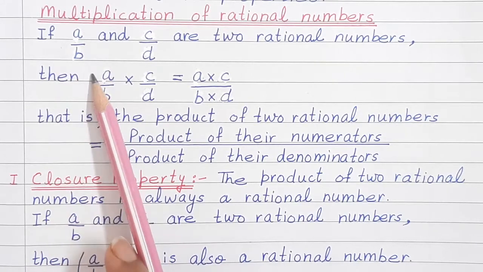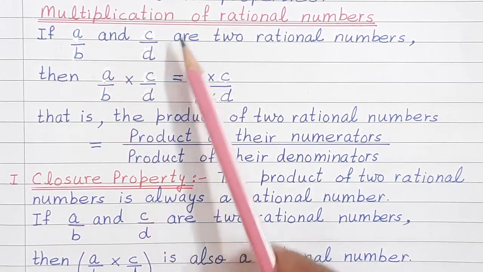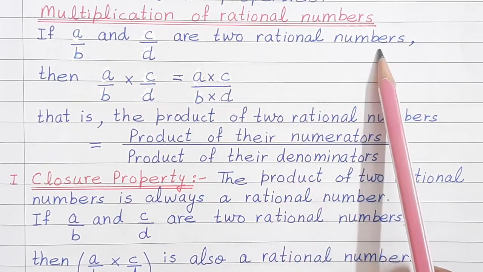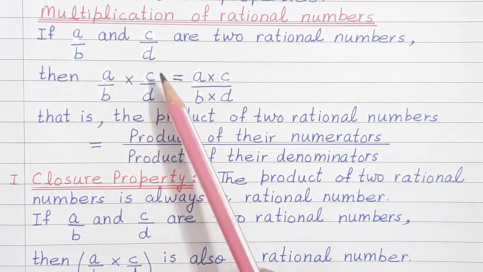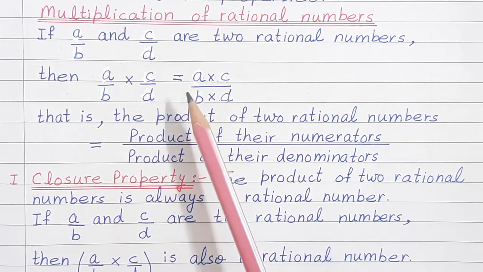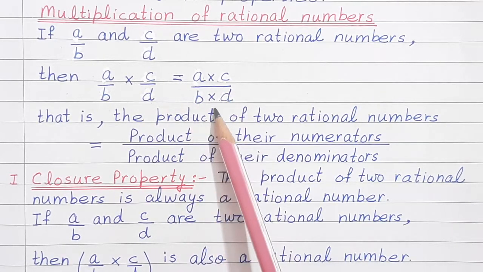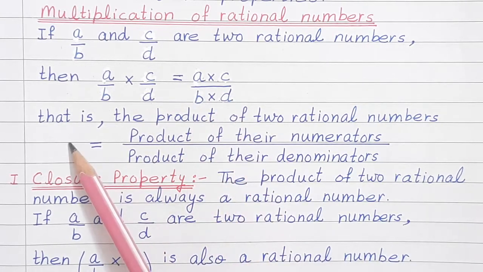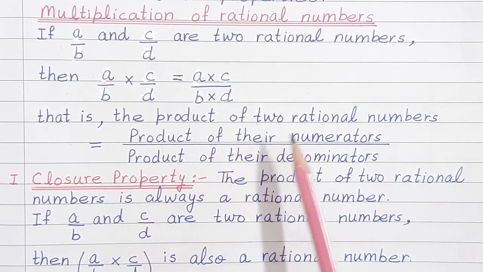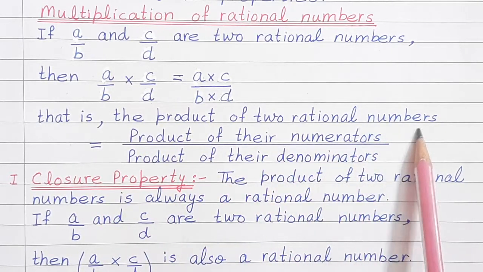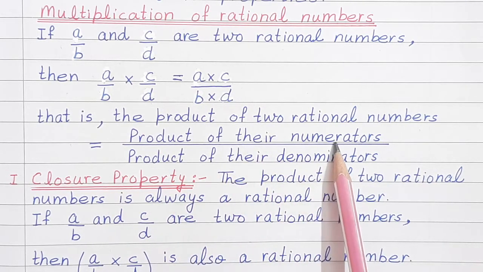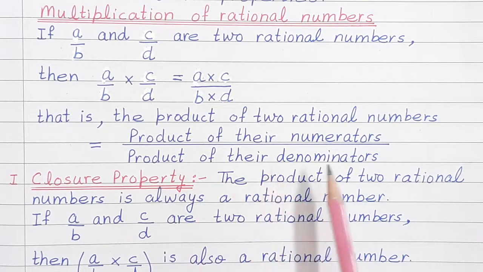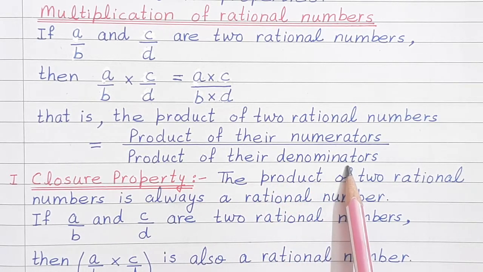If a upon b and c upon d are two rational numbers, then a upon b multiplied by c upon d is a into c upon b into d. That is, the product of two rational numbers is equal to the product of their numerators upon the product of their denominators. Is it clear to everyone?